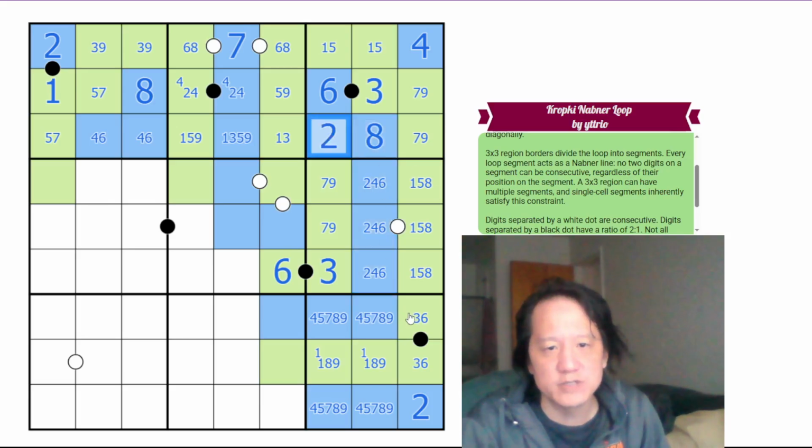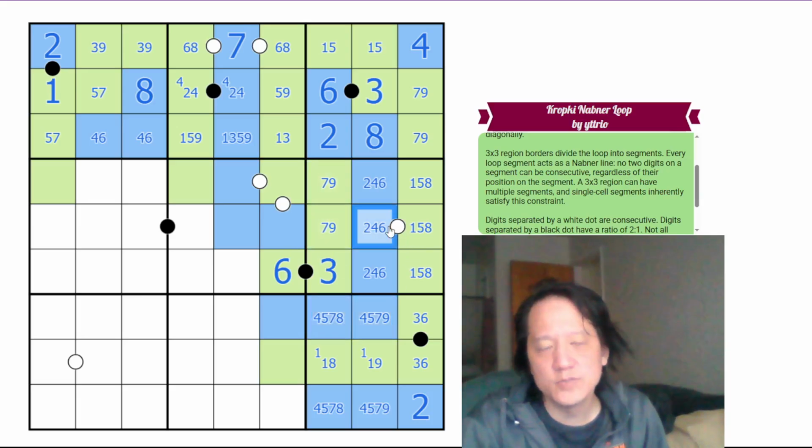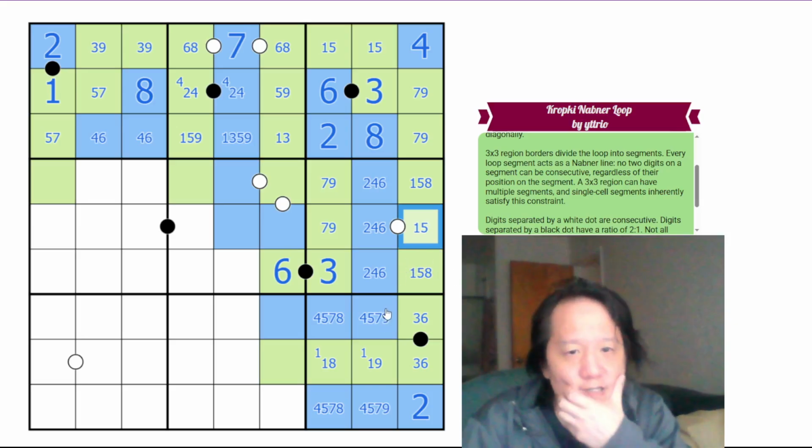This is 8, which makes that 2. That eliminates 8 as a possibility here. This can't be 9 as a possibility here because of the 7, 9 pair. 2 is consecutive with 1, 4 and 6 are consecutive with 5, so this can never be 8.